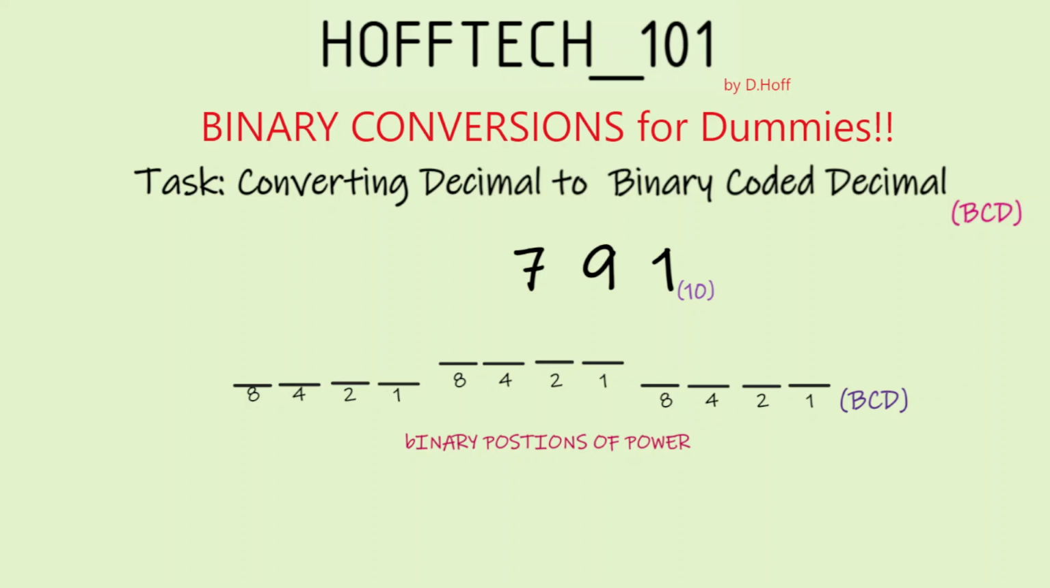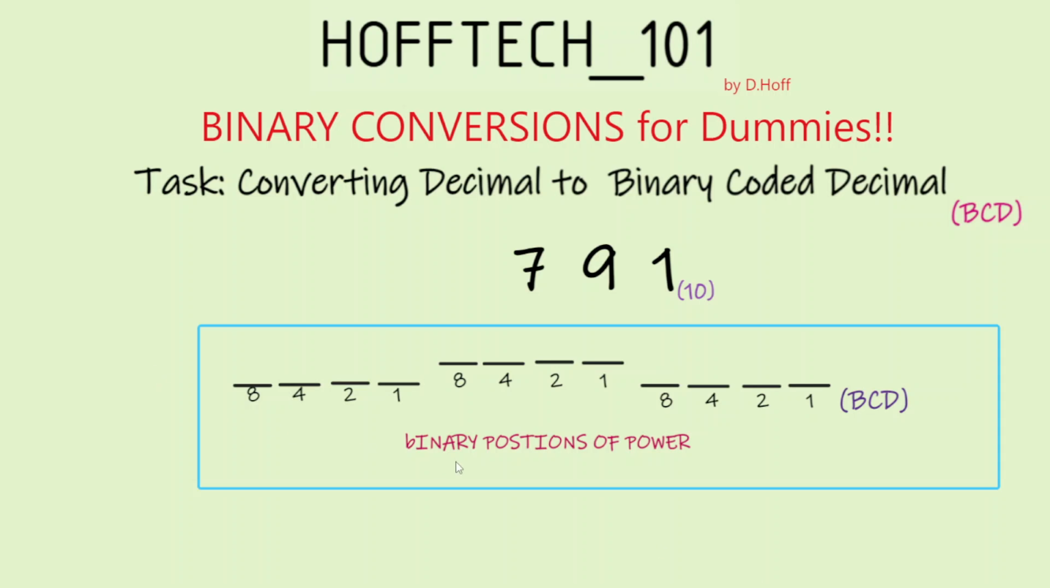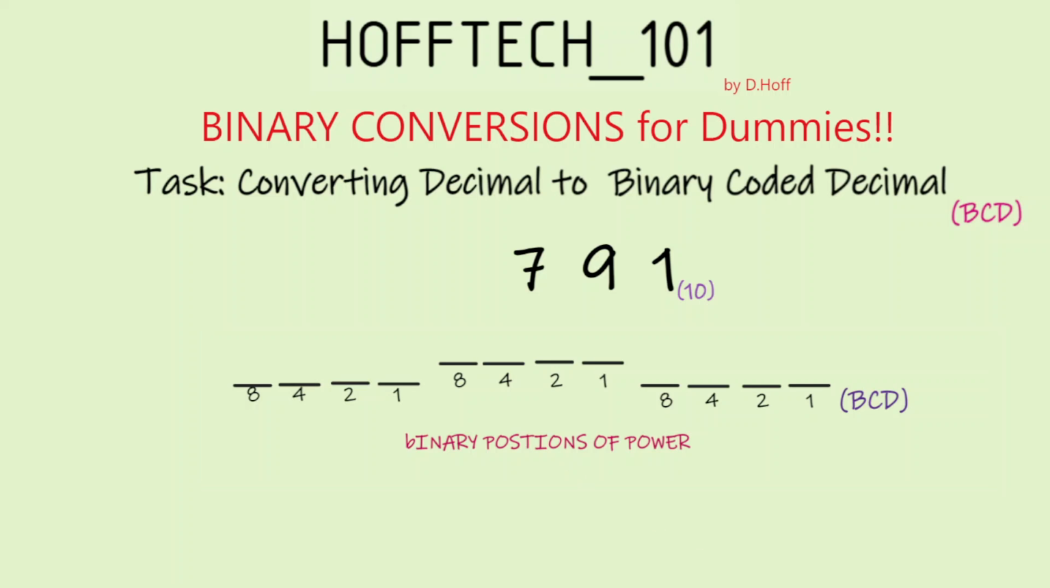If I look down below it, I see these binary positions of power. So each decimal number is the equivalent of 4 bits binary. So I am going to use 4 bits of binary code to represent each individual decimal number. And I'll show you. It is a very simple thing.